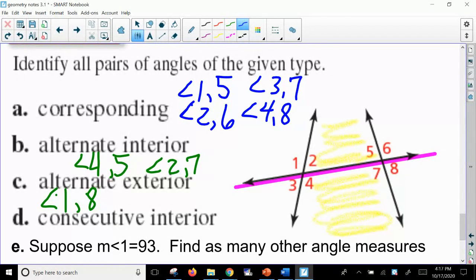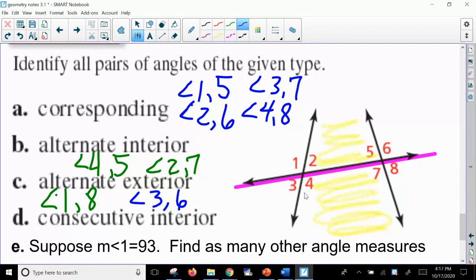Also, angles 3 and angle 6 are alternate exterior. They kind of make an X that got taken apart. See that? 1 and 8, and also 3 and 6. Oops. Boom. Okay, consecutive interior. Consecutive means same side.